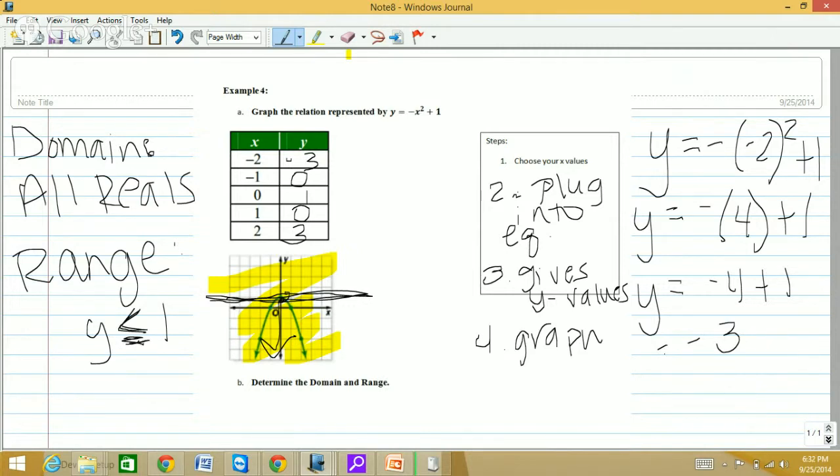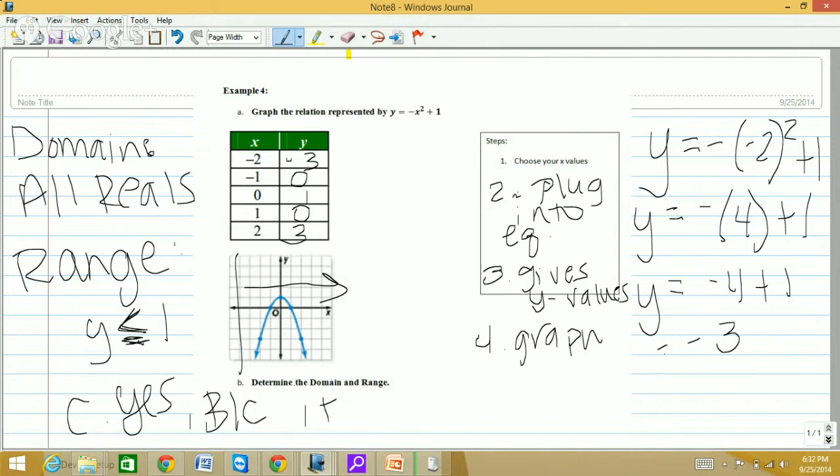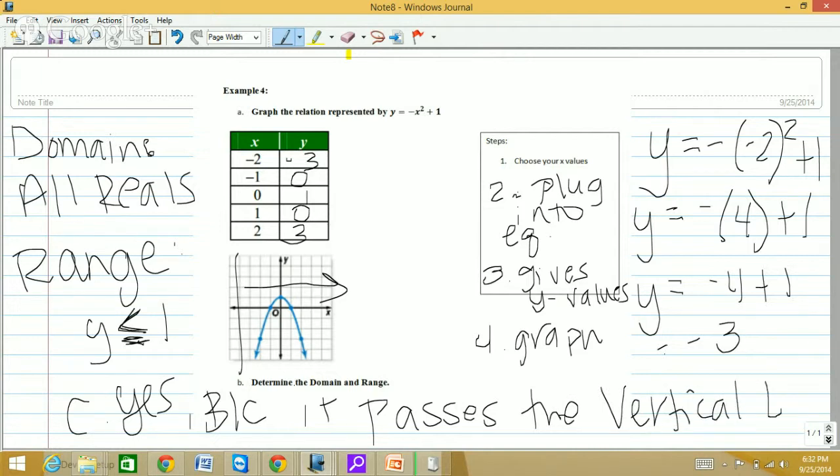It asks for C to determine whether the relation is a function. So again, you're going to take your vertical line test. You're going to take your pen, hold it vertically to your paper, and drag it across. Do you hit more than one point at one time? Hopefully the answer is no. So yes, it is a function, because it passes the vertical line test. I'm going to call it VLT since I'm running out of room.